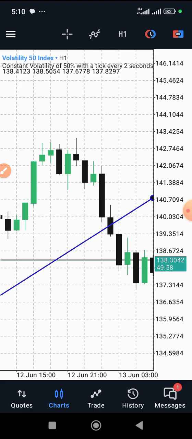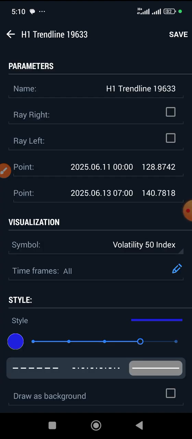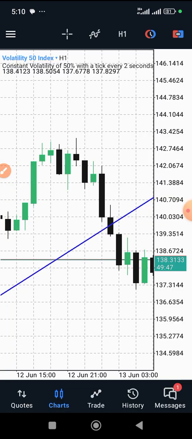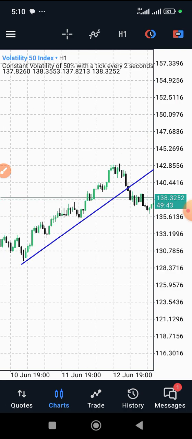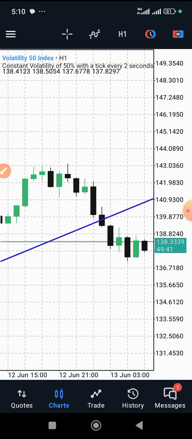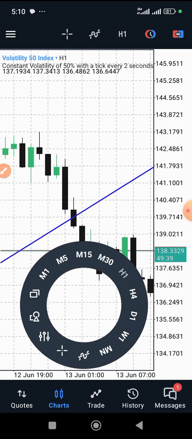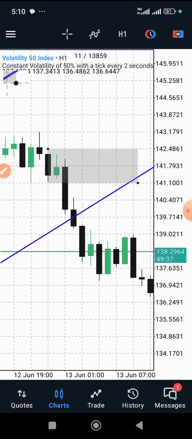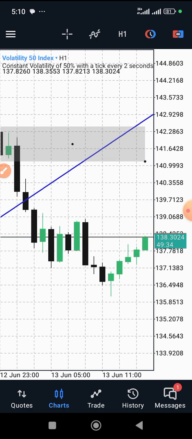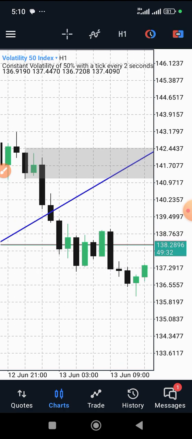So just extend it. I wish there was a way to put that as a ray. There must be, yes, ray to the right, so that it extends far beyond. So look at this. Look at the voluminous break, and there's another block. So you mark that other block, and then look what happened when the market came downwards.